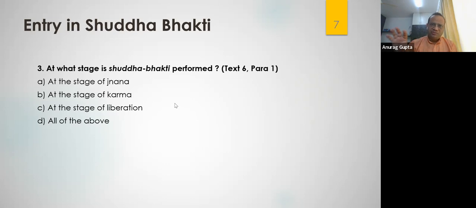He is able to suppress the demands of the modes. Tamoguna is demanding something, rajoguna is demanding something from the devotee, sattvaguna is demanding something, but the devotee, because of the purity that he has attained by doing devotional service, is able to keep these modes away. And this stage is called Brahma bhuyaya kalpate. This stage is called Brahma stage.